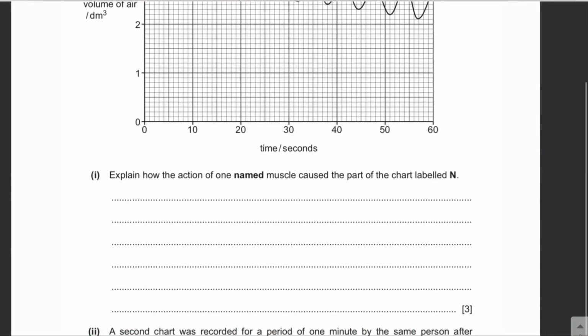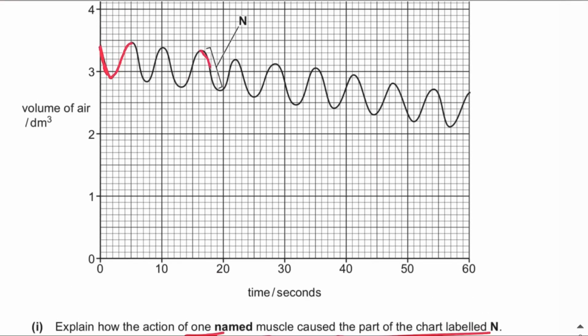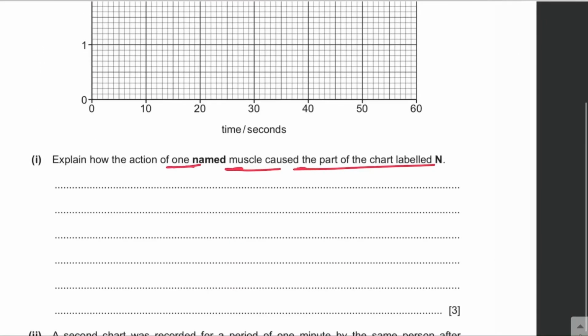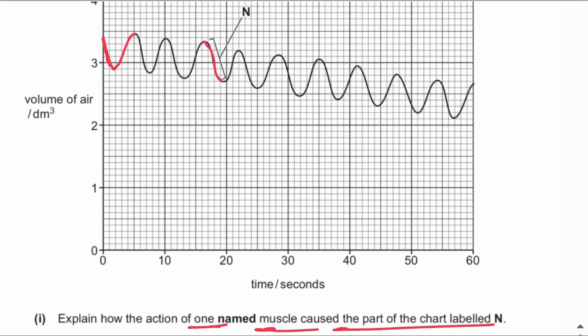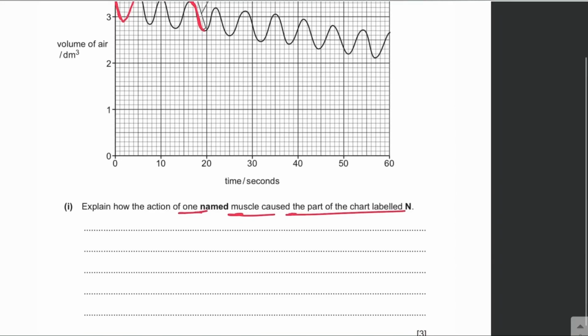Okay. Explain how the action of one named muscle caused the part of the chart labeled N. So guys, if we look at N, the graph is falling. This means that the person is breathing in. We have to name one muscle and its action, how it causes the fall in this graph, right? We have to explain for the part labeled N. So when we breathe in, which muscles are actually contracting? The diaphragm and the external intercostal muscles.